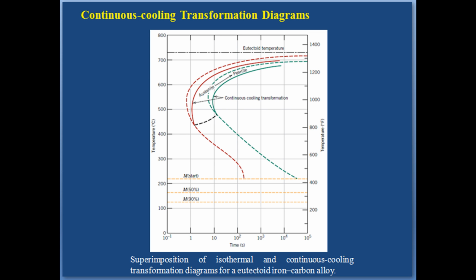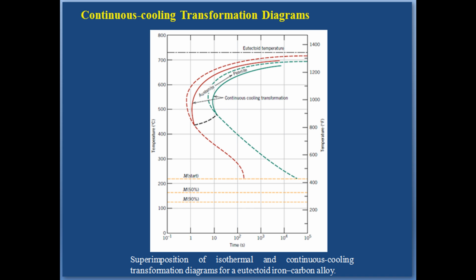Isothermal heat treatments are not the most practical to conduct because an alloy must be rapidly cooled to and maintained at an elevated temperature from a higher temperature above the eutectoid.